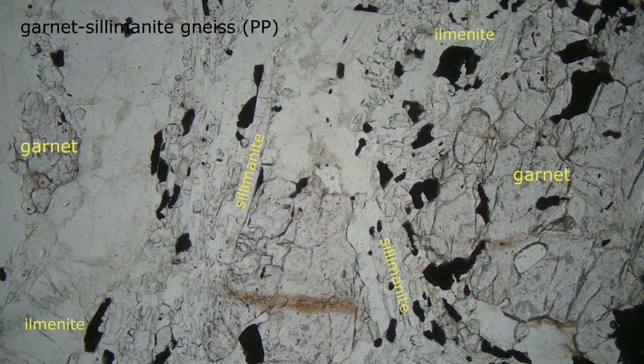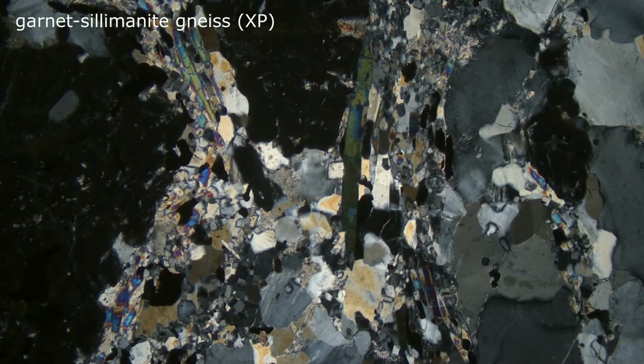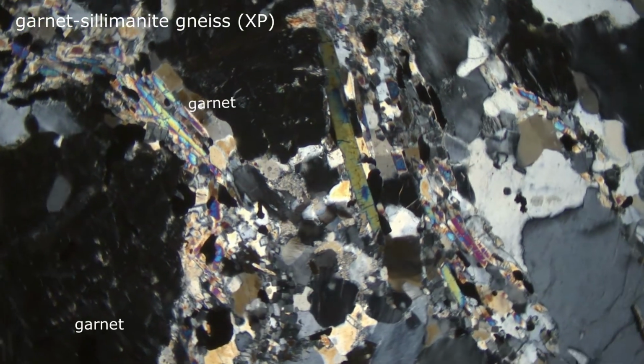In some places we see end views of sillimanite needles, and they appear as small squares or rectangles. As we rotate the stage, we don't see any changes. The uncolored minerals remain uncolored and are not particularly exciting. But when we insert the upper polarizer, things come alive.